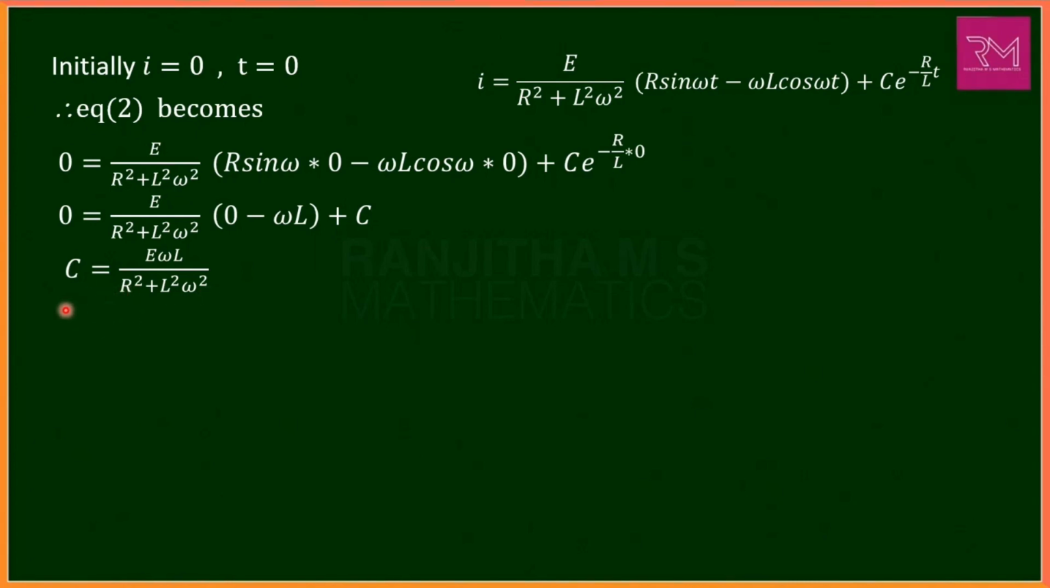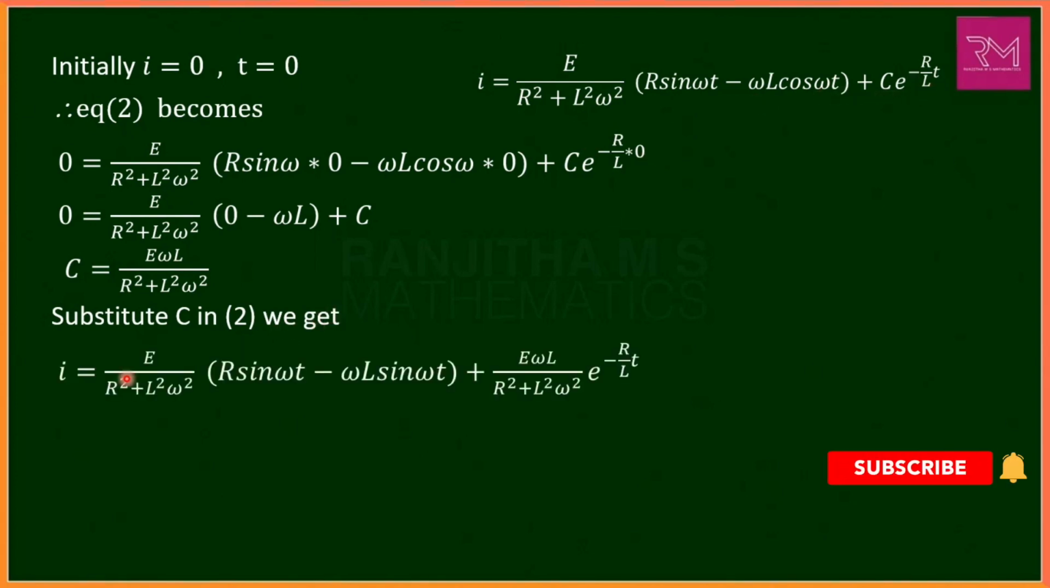Next step, we have to substitute the C value in equation 2. Here equation 2 is this. Substitute the C value over here. We get I is equal to E by r square plus L square into omega square into r sin omega t minus omega L sin omega t plus, here C is E into omega L divided by r square plus L square into omega square, into exponential power of minus r by L into t.